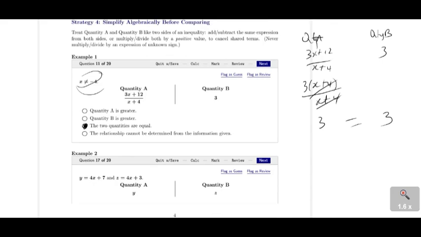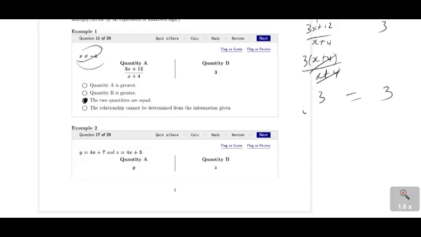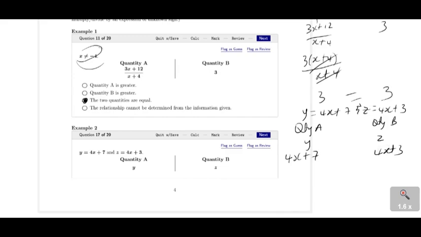All right, let's look at the second example. We are given y to be equal to 4x + 7 and z to be equal to 4x + 3. So in quantity A, we have y, and in quantity B, we have z. Y is 4x + 7, and z is 4x + 3. Now let's subtract the same term from each side. I'm going to subtract 4x from quantity A and subtract 4x from quantity B.